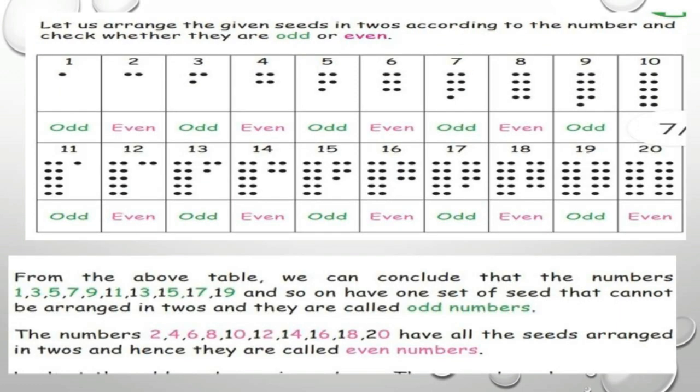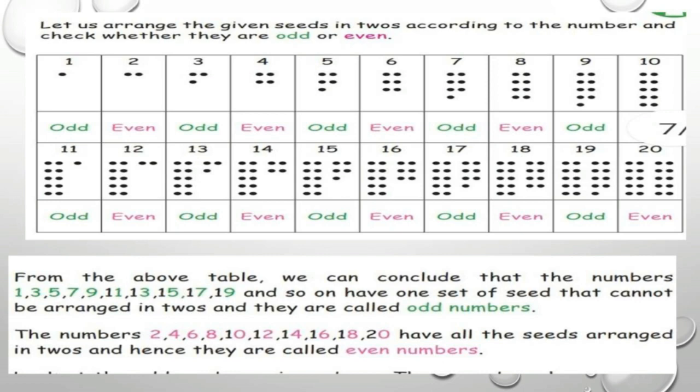From the above table, we can conclude that the numbers 1, 3, 5, 7, 9, 11, 13, 15, 17, 19 and so on have one seat that cannot be arranged in 2s, and they are called odd numbers. The numbers 2, 4, 6, 10, 12, 14, 16, 18, 20 have all the seats arranged in twos and hence they are called even numbers.